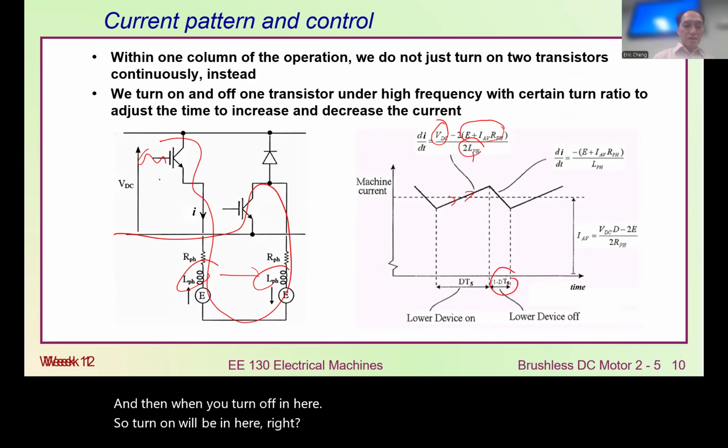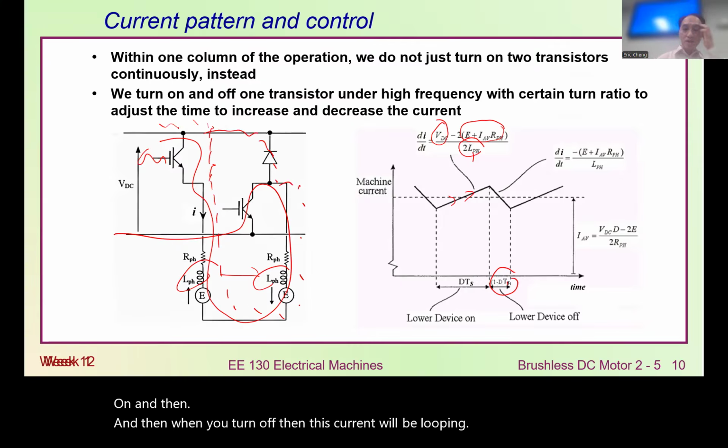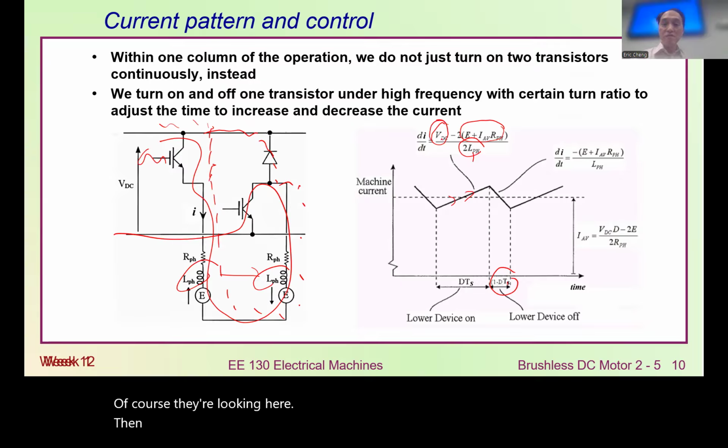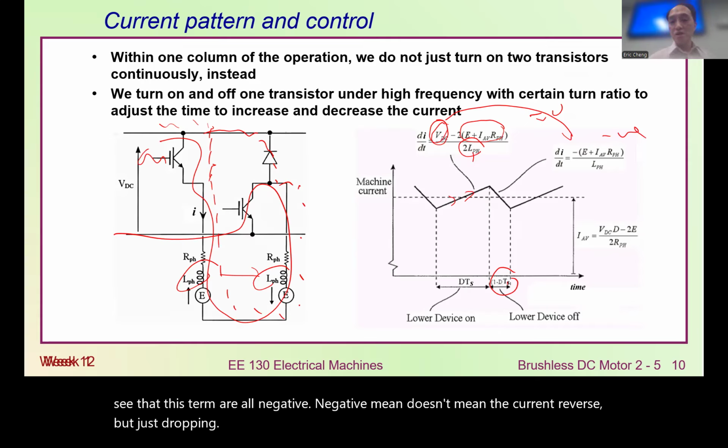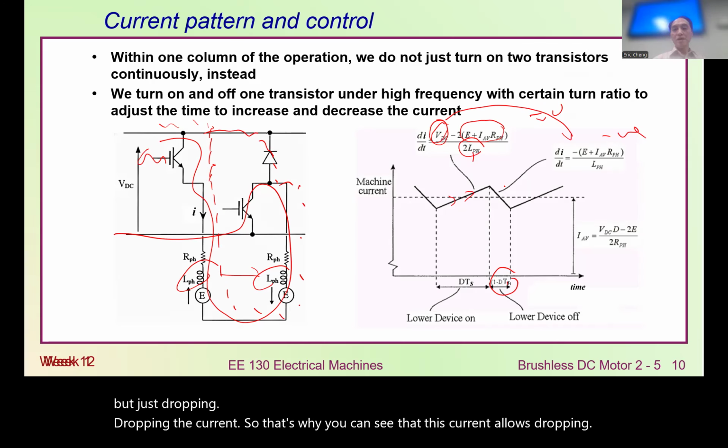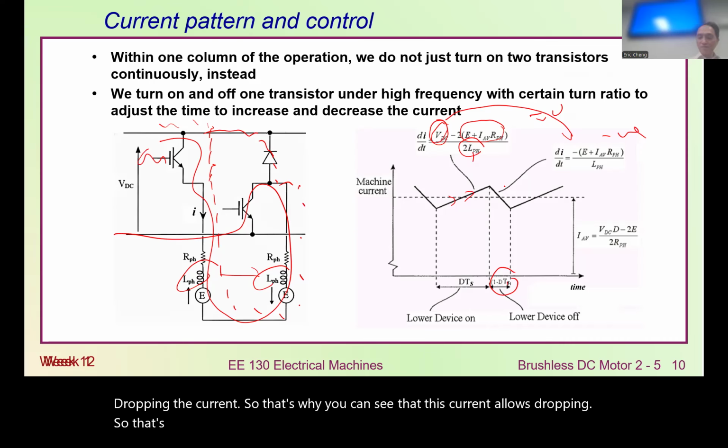On. And then when we turn off, this current will be looping, closing the loop in here. Then the VDC, with the current equal to 0, has no DC voltage. So you can see that these terms are all negative. Negative doesn't mean the current reverses, but just that the current is dropping. So that's why you can see this current is now dropping. That's how the formulation looks.